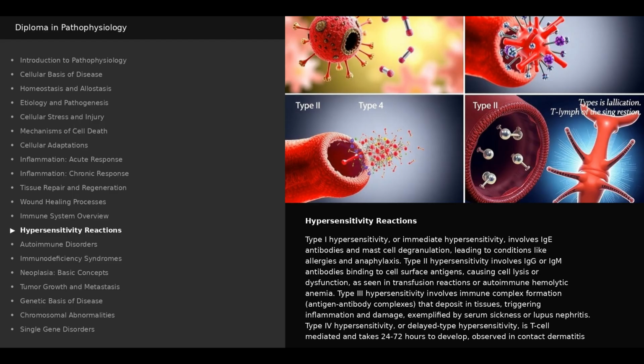Type 3 hypersensitivity involves immune complex formation, antigen-antibody complexes that deposit in tissues, triggering inflammation and damage, exemplified by serum sickness or lupus nephritis. Type 4 hypersensitivity, or delayed type hypersensitivity, is T-cell mediated and takes 24 to 72 hours to develop, observed in contact dermatitis or tuberculosis skin tests. Each type has a unique pathogenesis.